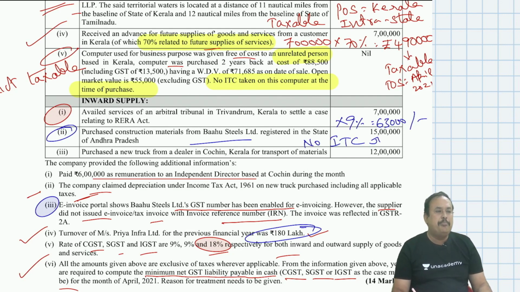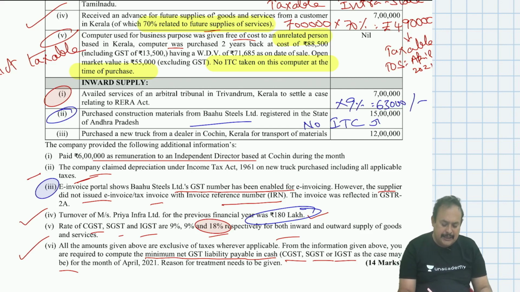Further, my dear friends, purchase of a new truck from a dealer in Cochin, Kerala for transport of materials, rupees 12 lakh. It is eligible for input tax credit as capital goods, provided conditions are satisfied. Here, if you refer to point number 2, the company claimed depreciation under the Income Tax Act 1961 on the new truck purchase, including all applicable taxes.